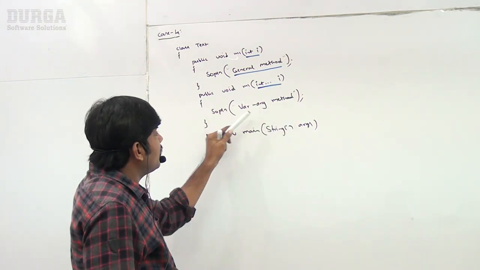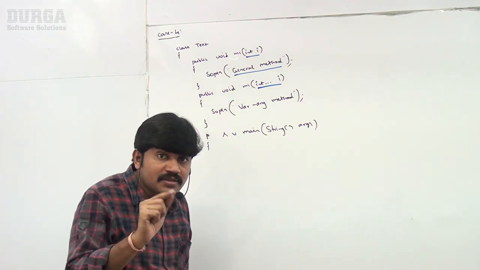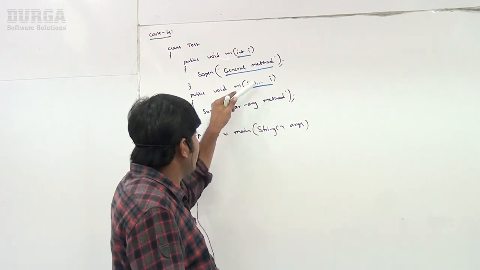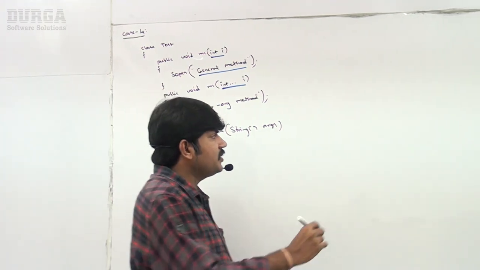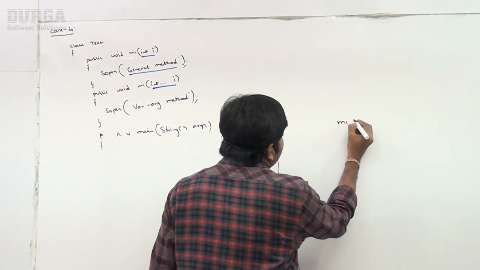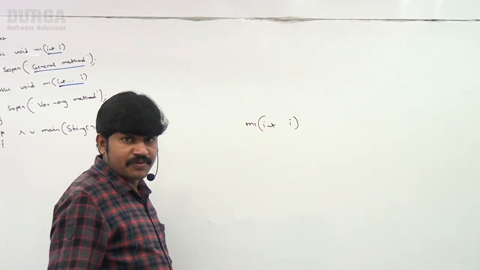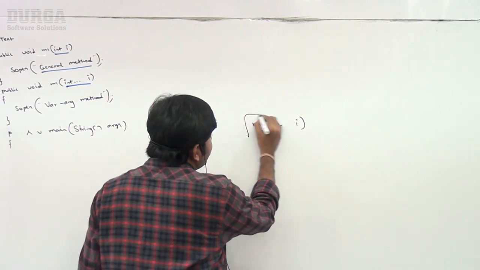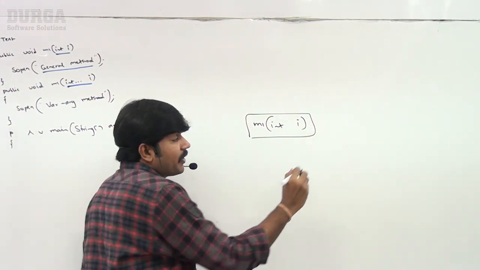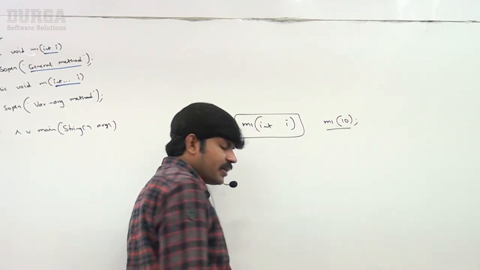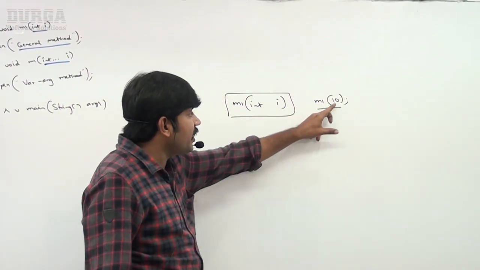What is this method? A new concept which came in which version? The 1.5 version. Very simple, sir. If I'm taking a method m1(int i), I have one method. How can you call this method? You can call this method by passing only one int value.